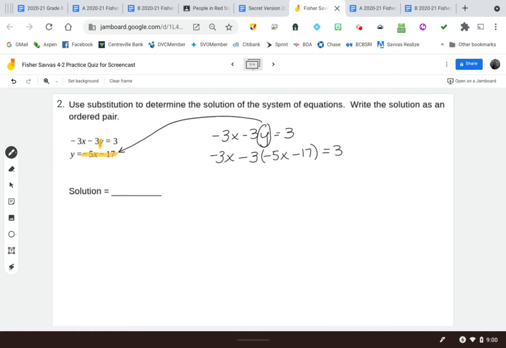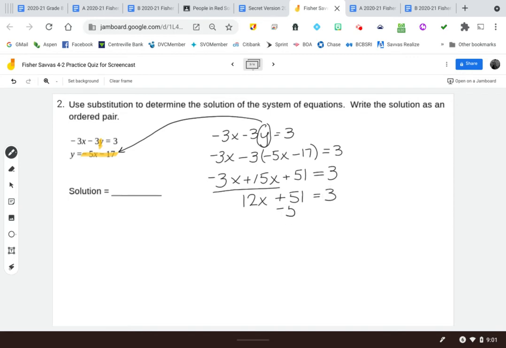From here, I use the distributive property. So I have negative 3x. Negative 3 times negative 5x is going to give me positive 15x. And then negative 3 times negative 17 is going to give me a positive 51. And that equals 3. I'm going to combine my like terms of negative 3x and positive 15x. So I have 12x plus 51 is equal to 3.